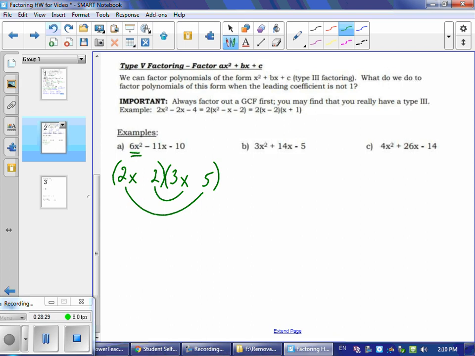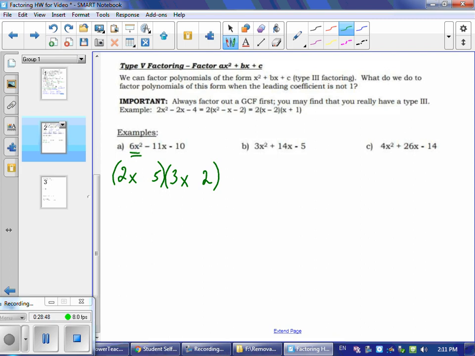So we're really running out of possibilities fast here. And I'm kind of hoping that it's not 6 and 1. It's kind of tedious if it is. So we just tried 2 and 5. Let's try 5 and 2.